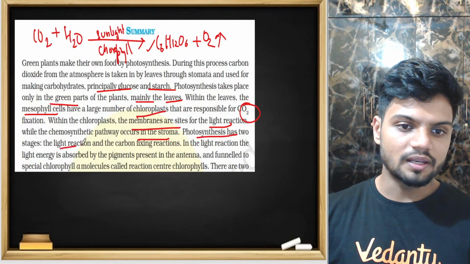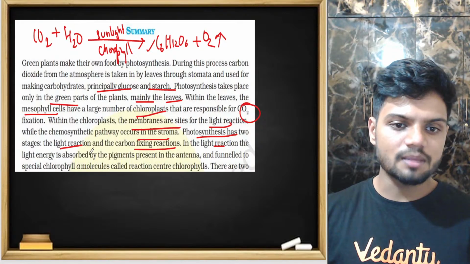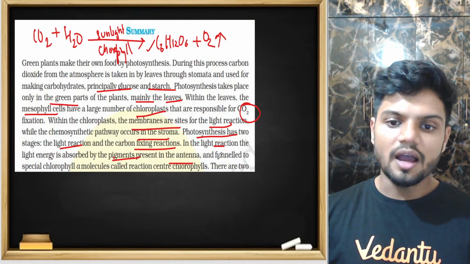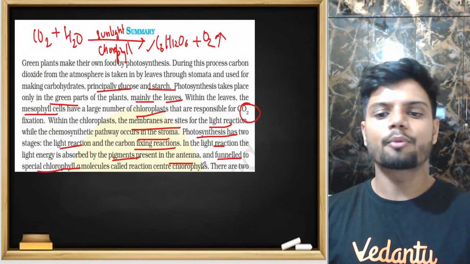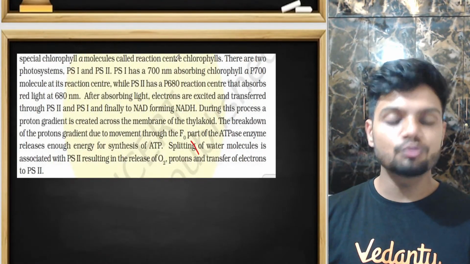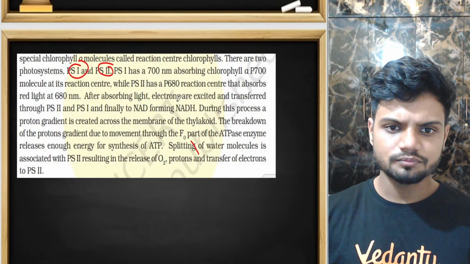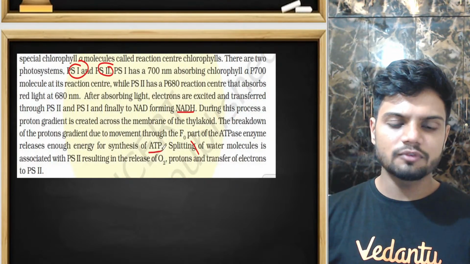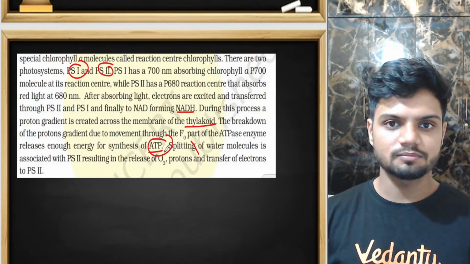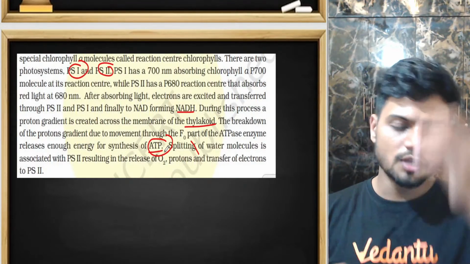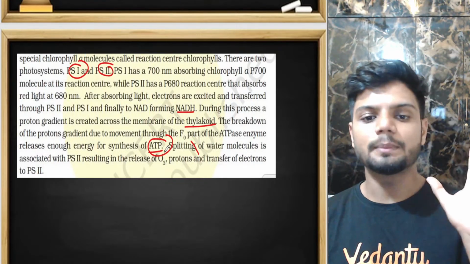Photosynthesis has two stages: light and dark reaction. Carbon fixation is the dark reaction. In the light reaction, light energy is absorbed and pigments present in the antenna funnel it to the special chlorophyll a, the reaction center, and we get the products. The two photosystems are P700 and P680, 1 and 2. We get NADPH formation and ATP formation in the light reaction on the thylakoid membrane, with the help of the chemiosmotic hypothesis. The chemiosmotic hypothesis explains ATP formation by making a proton gradient, and when H plus goes to the stroma again, ATP is formed.